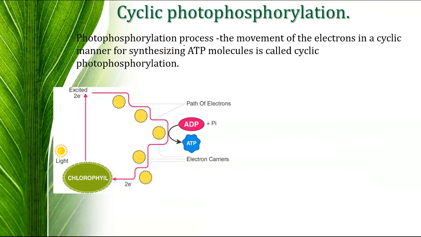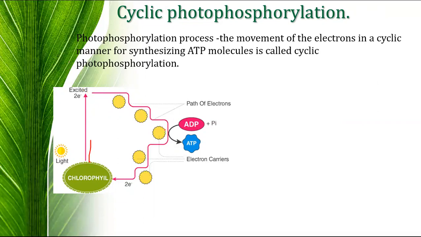Now here in cyclic photophosphorylation, photosystem I is used and the electron is circulated within the photosystem. So the electron gets circulated. Now this is a chlorophyll. Chlorophyll absorbs the light. That means here they absorb the light energy, and here the electron gets excited. Due to this excitation, the excited electrons move upward, and again they move in a downhill direction.